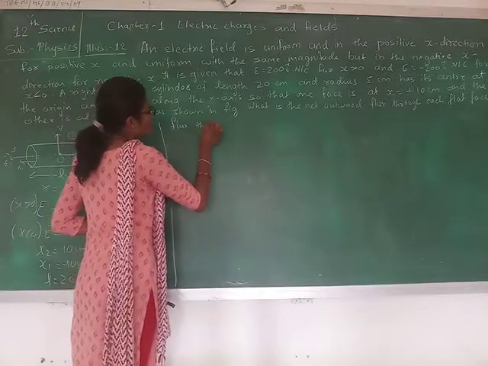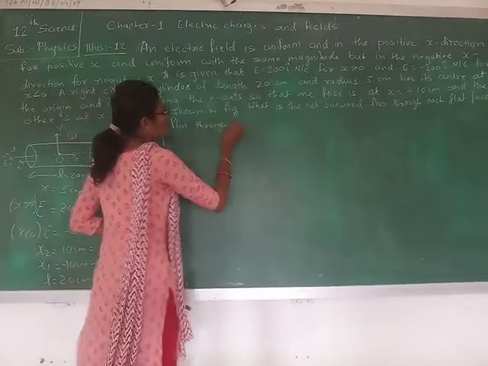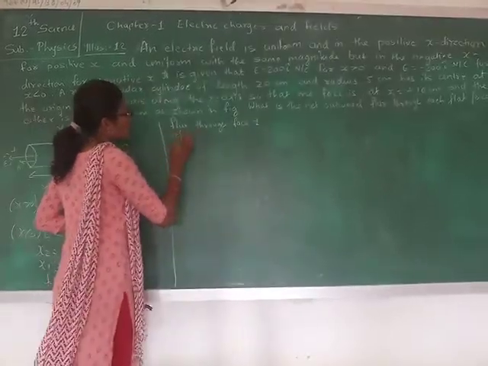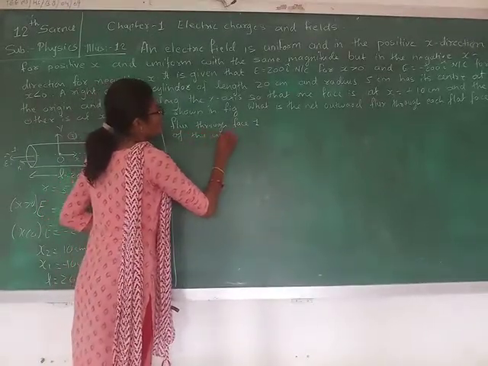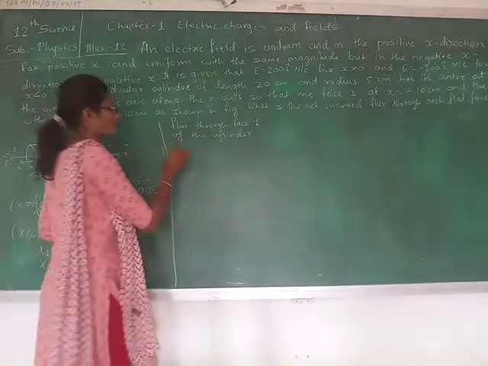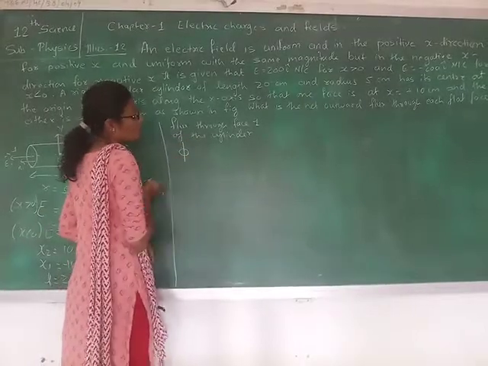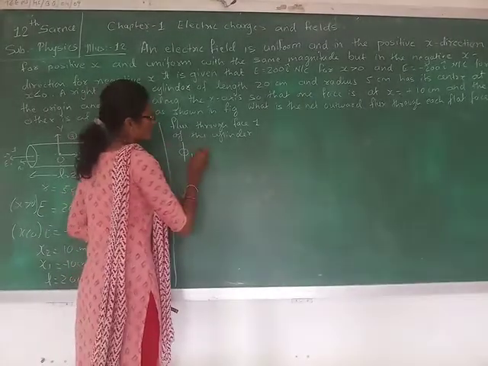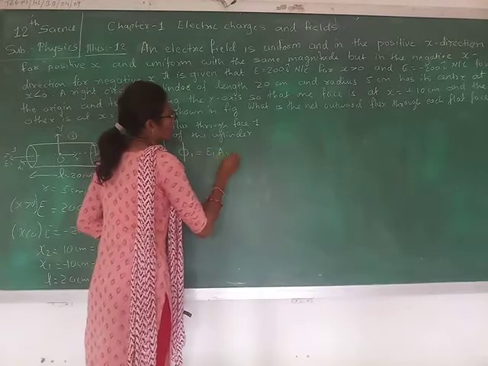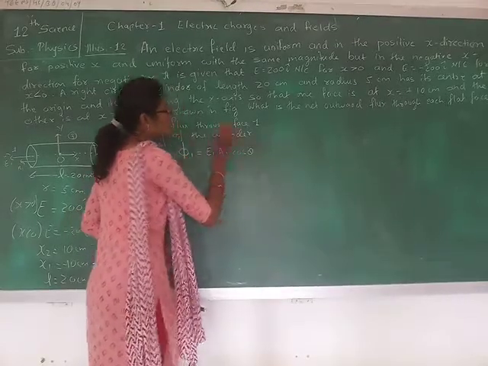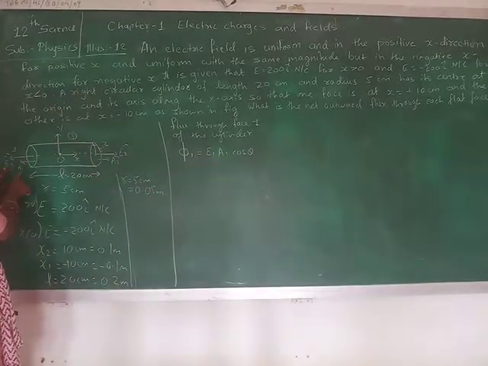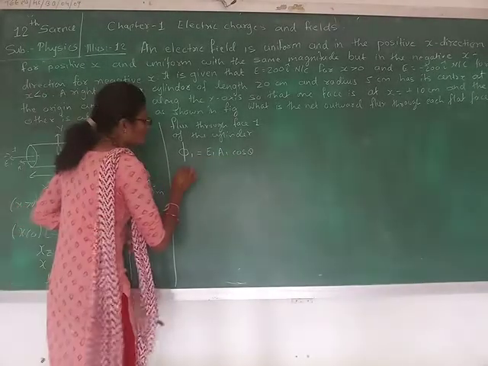Flux through phase 1 of the cylinder. We know the general formula for the flux. We are finding it for phase 1, so let us denote it by phi 1 equals E1 A1 cos theta. Here theta is the angle between the E1 vector and the A1 vector.